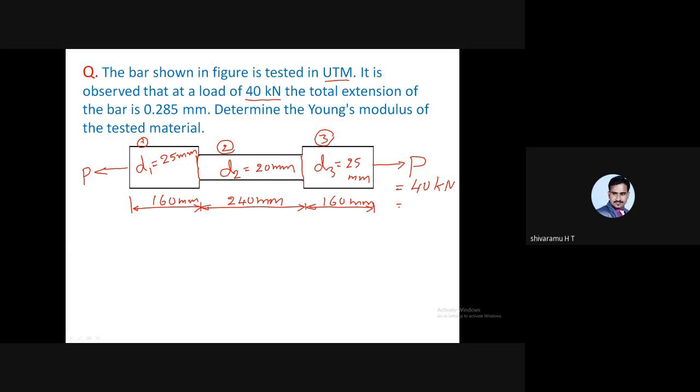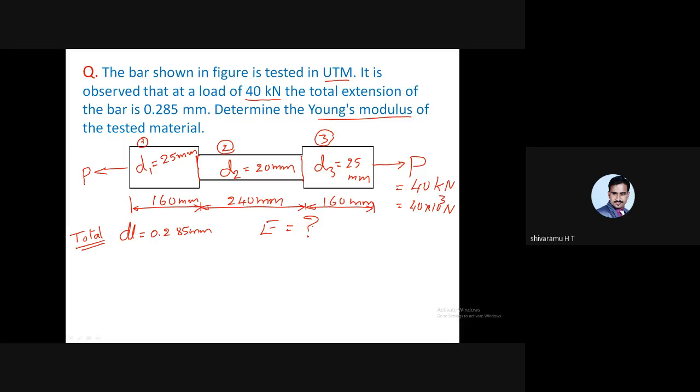That is 40 into 10 power 3 Newton, and the total extension of the bar is given as 0.285 millimeter. This is not a single portion's deformation. This is the total deformation, or total extension, of 0.285 millimeter, and here it is asked to determine the Young's modulus.